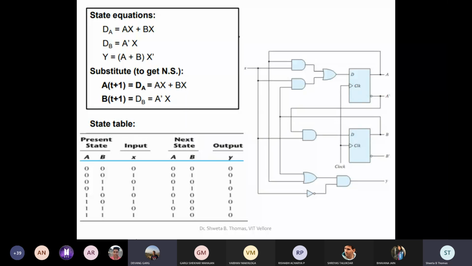Just see the table. Take your time and cross check. Multiply it and try to match the values, whether it is coming or not.